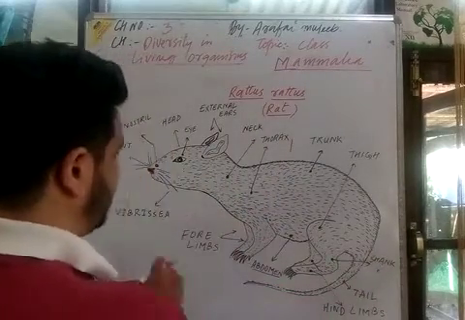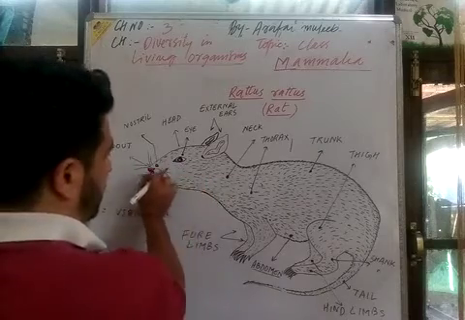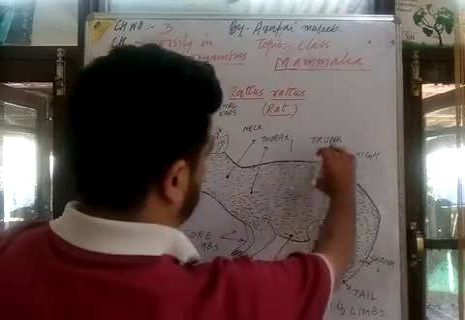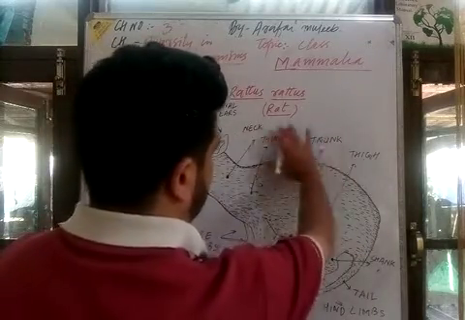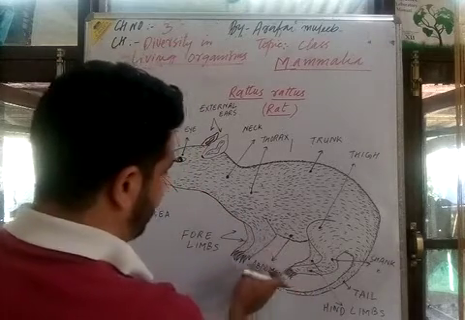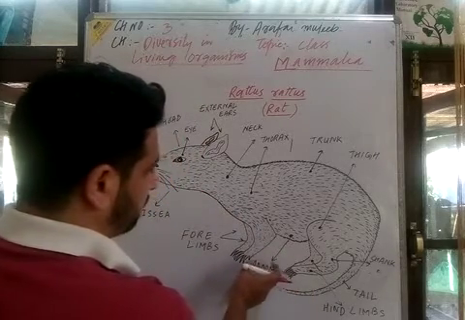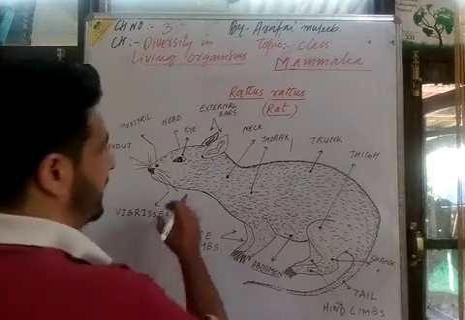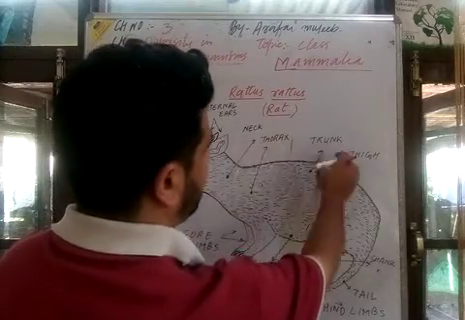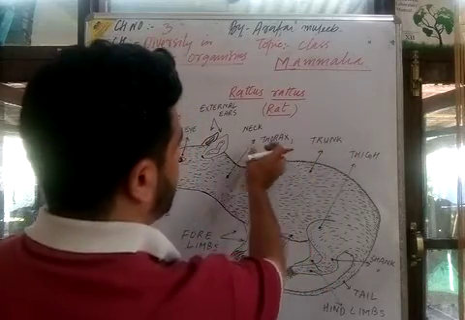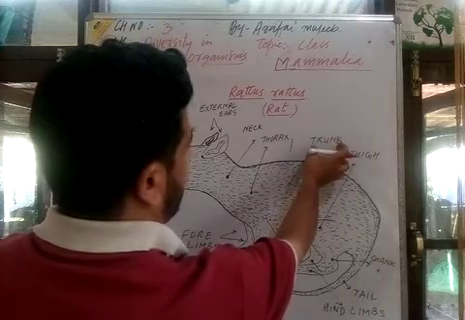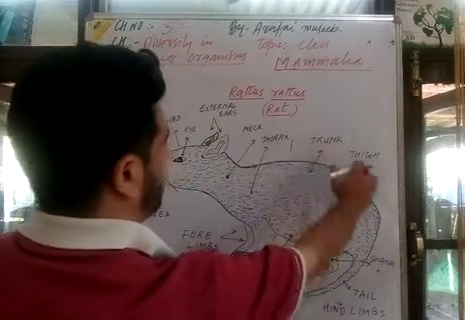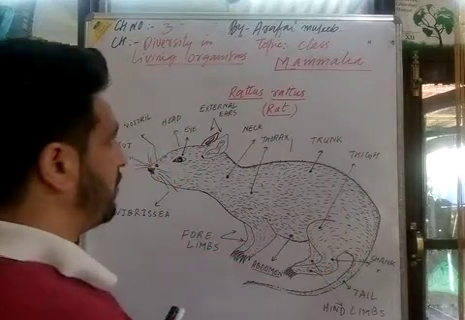If I divide this organism in this way, I get the ventral and the dorsal surface. This is the dorsal, back surface, and this is the ventral surface. At the ventral side there is the abdomen. There are four limbs, including hind limbs. If you go to the dorsal surface, you will find the neck region: at the dorsal side, head, neck, and trunk.